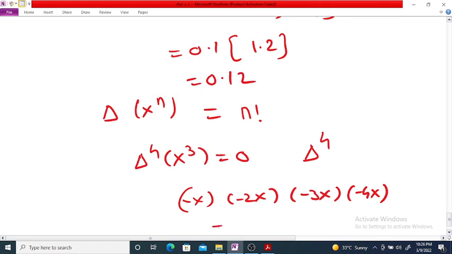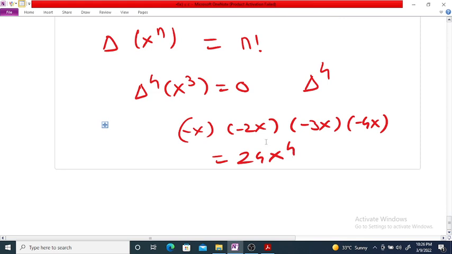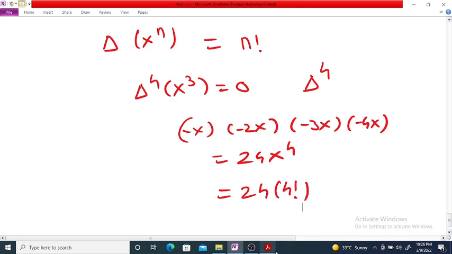So this is equal to what? 4 into 3 is 12, 12 into 2 is 24, into x raised to 4. And what is delta 4 of x raised to 4? This is nothing but 24, which is 4 factorial. So the correct option is 24, 4 factorial.